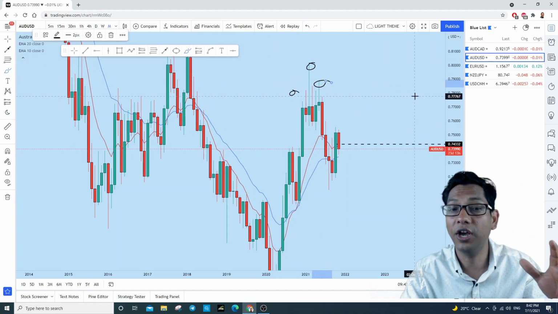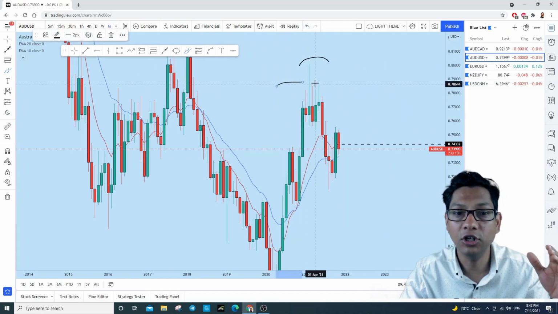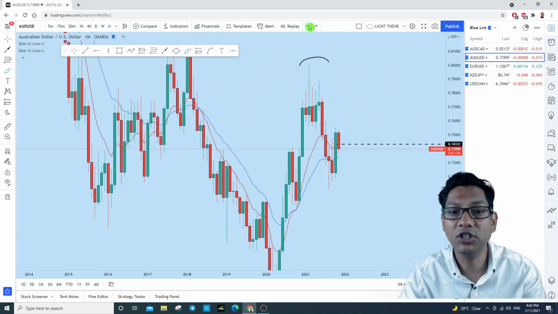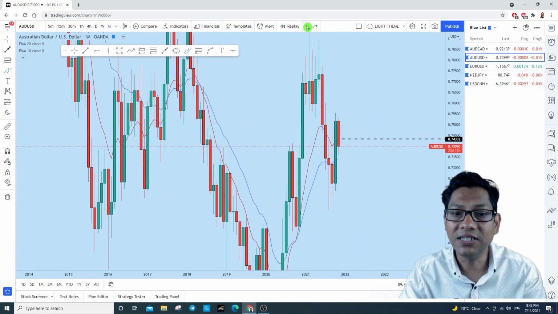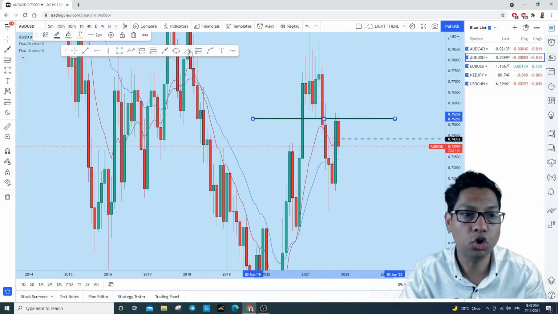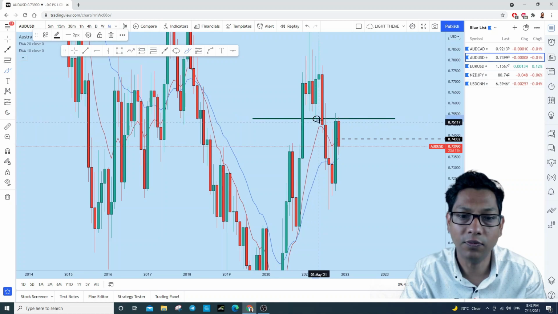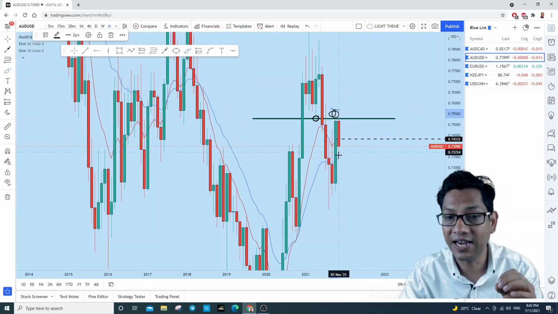If you see on the lower time frame, on the weekly, you see a clear head and shoulder pattern here. Now after this head and shoulder, what do you see? A big drop to the downside, followed by this previous month's green candle. This green candle clearly retested the previous neckline of this head and shoulder. This is the previous neckline. This is the support, tested as a resistance by this green candle.